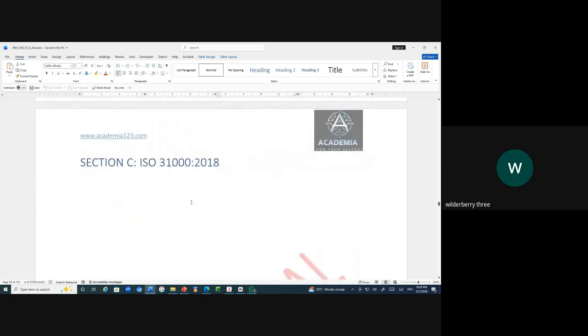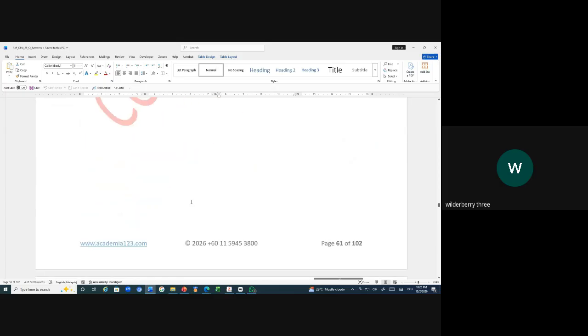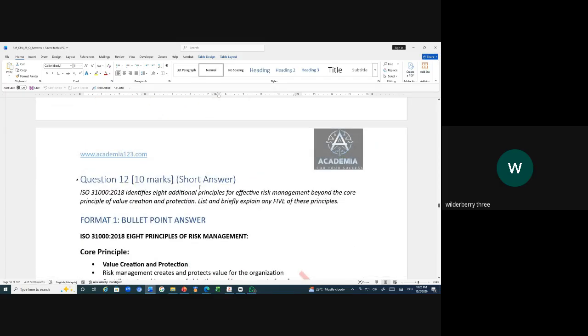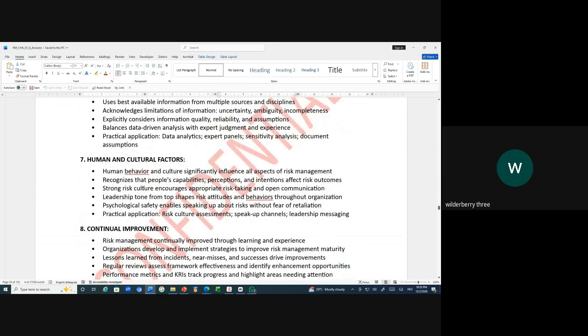Yeah, that's it so far. Section 3. What is section 3? I named it. Short answer: identify additional principles for effective risk management, five principles. Shall be here. Yeah, you see.